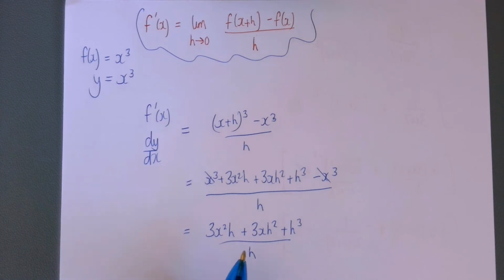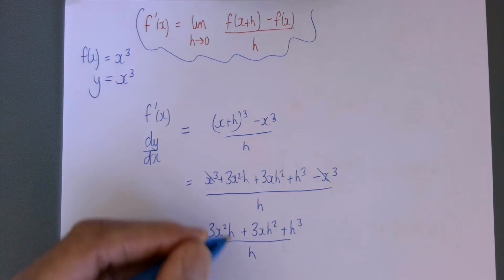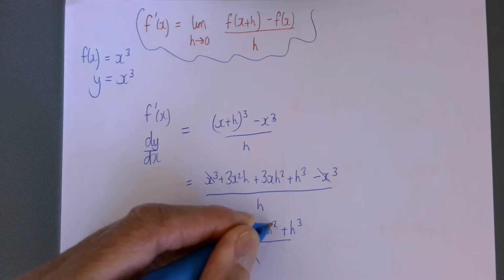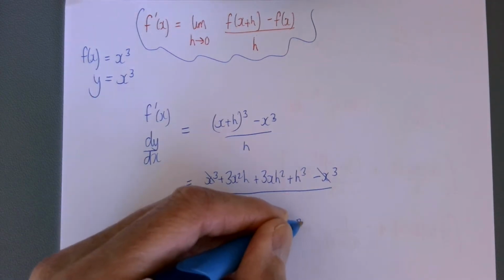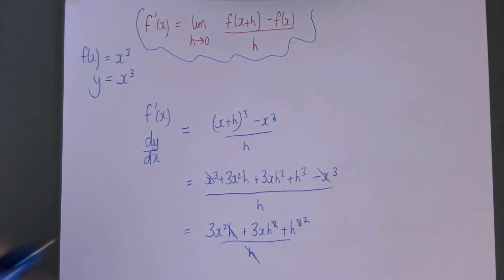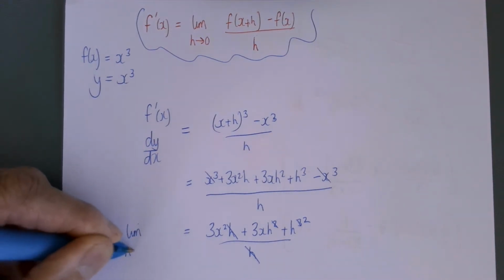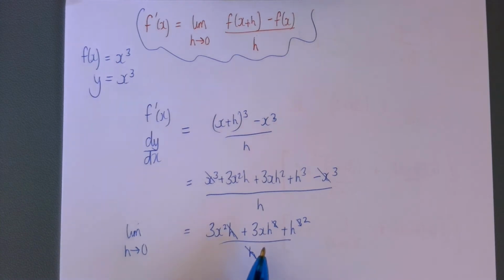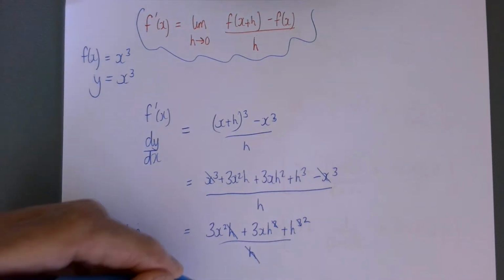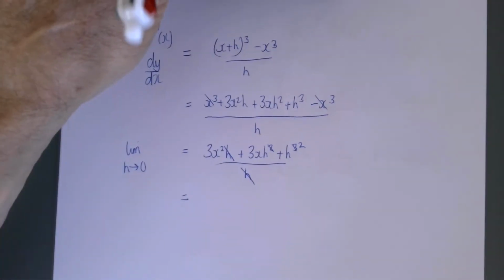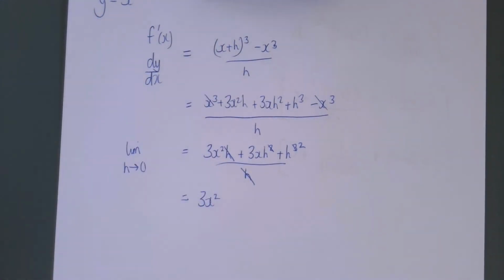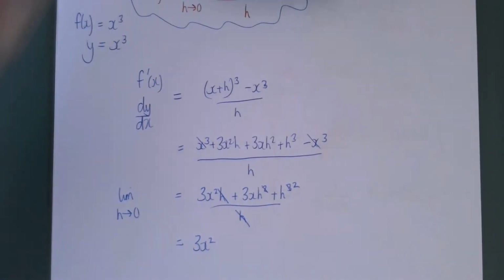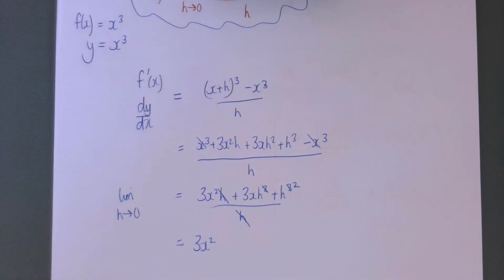Now I can cancel out the h because everything's got an h in it. So I can divide by h, so that cancels out that. h squared just becomes h, and h cubed becomes h squared. And we now ask, what's the limit of this as h becomes very small? Well, as h becomes very small, that will become almost 0, so 3x times 0 becomes 0, that will become 0, so I'm just left with 3x squared. And of course I know that's what you get when you differentiate x cubed. So I've proved, using first principles, what I knew.